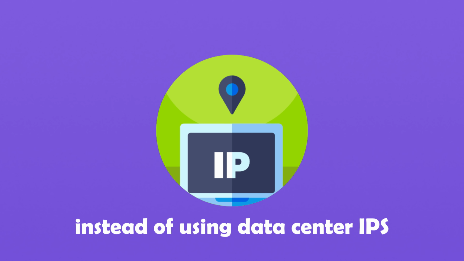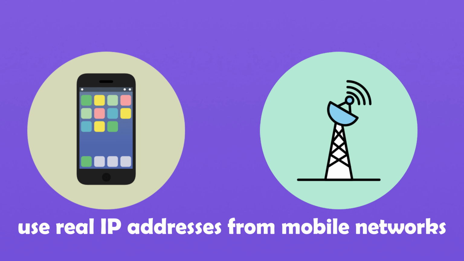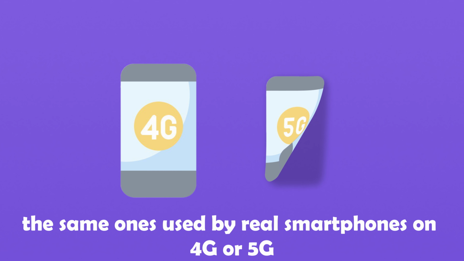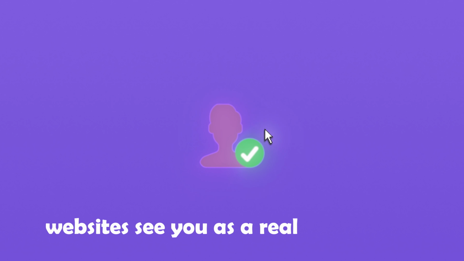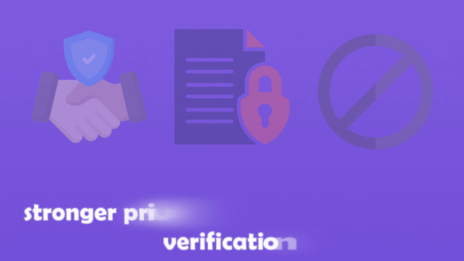Instead of using data center IPs, mobile proxies use real IP addresses from mobile networks. The same ones used by real smartphones on 4G or 5G. So when you connect, websites see you as a real mobile user, not a bot, not a server. This gives you more trust, stronger privacy, and fewer blocks or verifications.